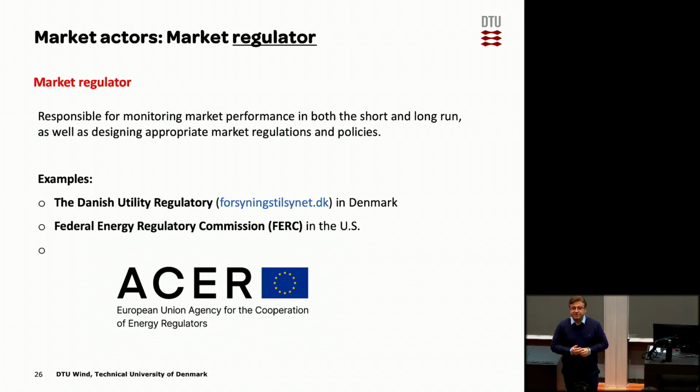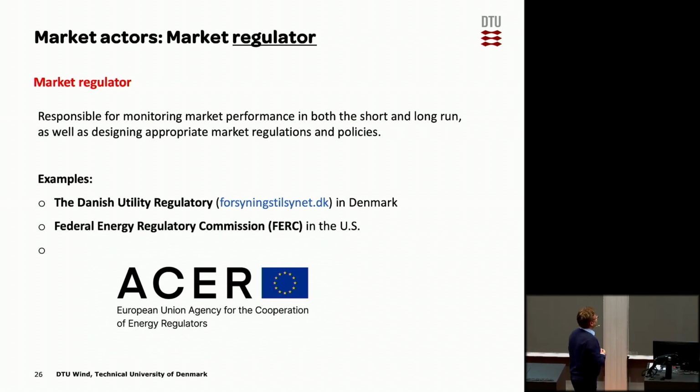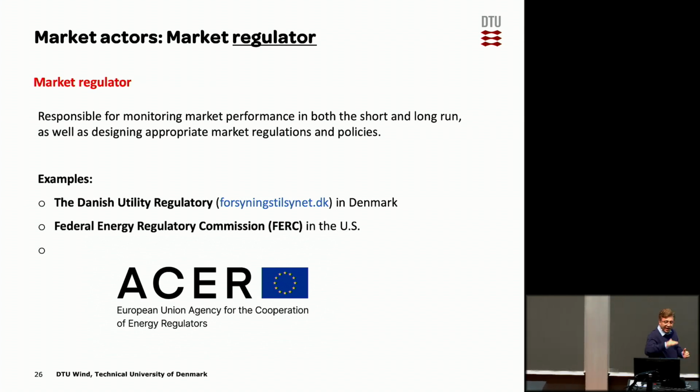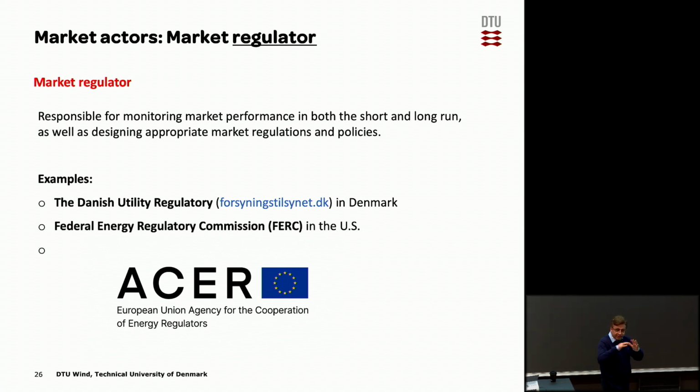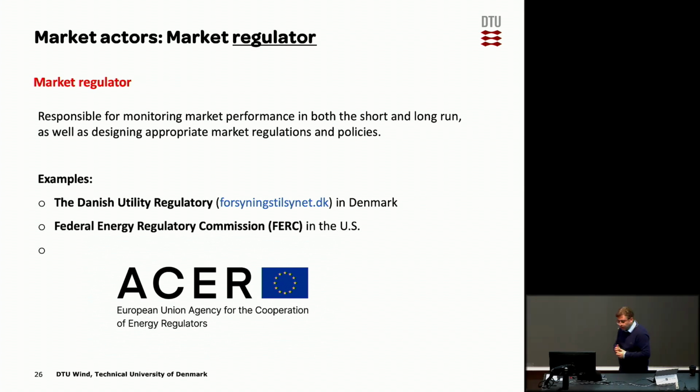In the US, it's FERC, the Federal Energy Regulatory Commission. And again, like ENTSO-E at the European level, there is an entity, like a union of regulators, that coordinates the national regulators. The name for that entity is ACER, which is located in Ljubljana in Slovenia.